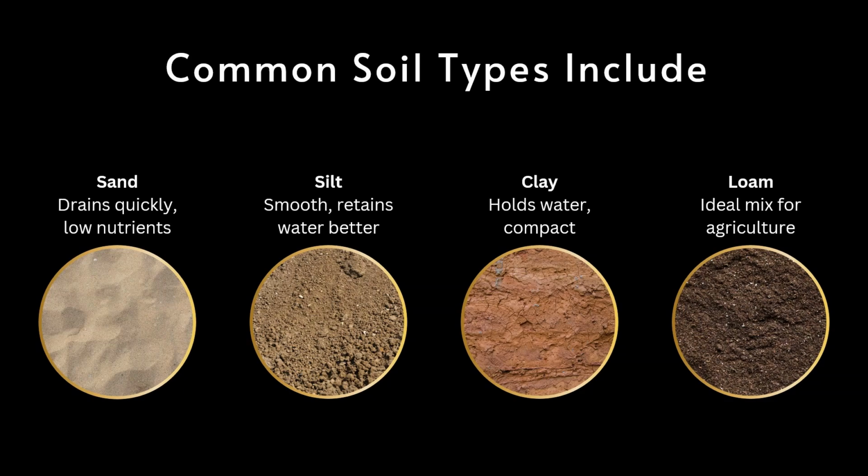Finally, we have loam, which is a balanced mixture of sand, silt, and clay. Usually it has about 40% sand, 40% silt, and 20% clay. It's considered ideal soil for most plants because it holds nutrients well, drains well, but keeps enough moisture for those plants to absorb some of that water. It also has good structure and aeration, and it's a very common soil type that's used in agriculture.